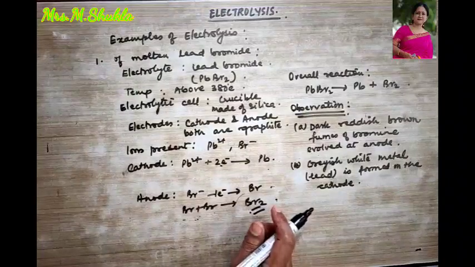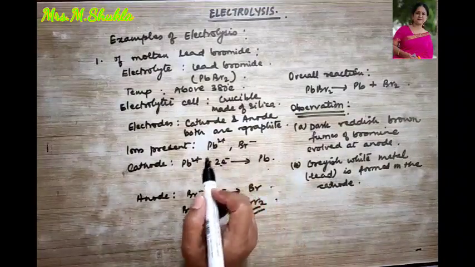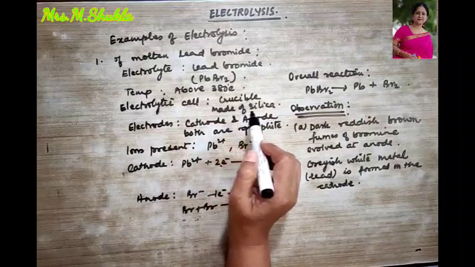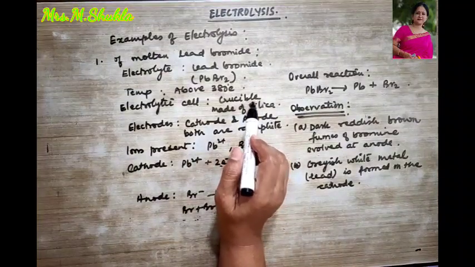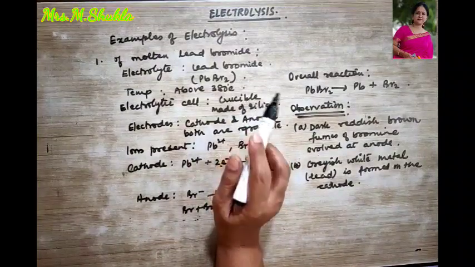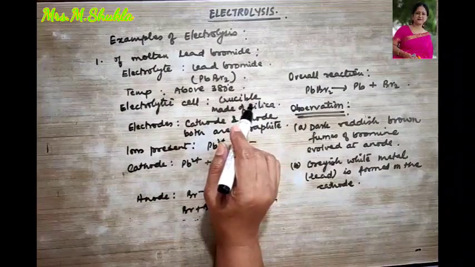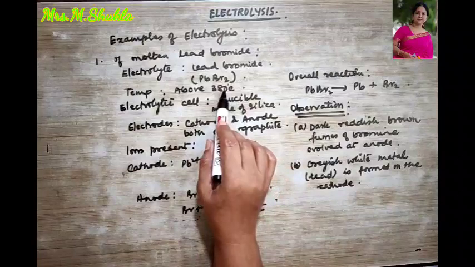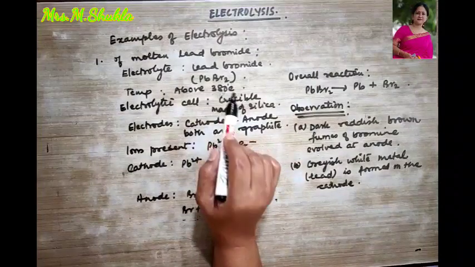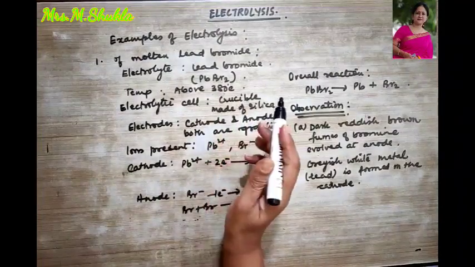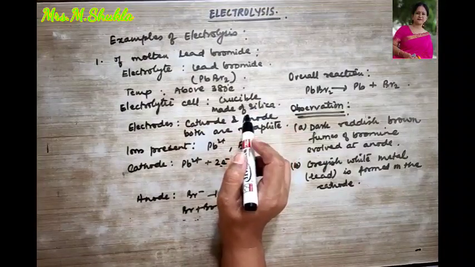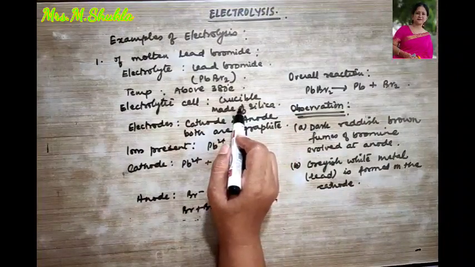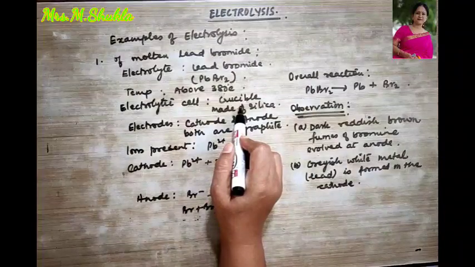Now, why did we use silica? I had written over here a crucible made up of silica, since silica is non-reactive, okay? And hence it is used in the electrolytic cell. It can withstand even high temperature up to 380 degrees, and it is also almost a non-conductor of electricity. Hence, this is the best choice for the electrolytic cell.